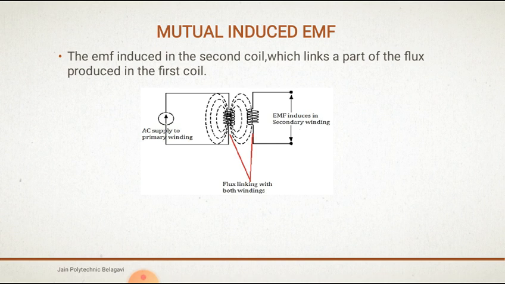When the current in the first coil is varied, the mutual flux also varies, and hence the EMF is induced in both the coils. The EMF induced in the first coil is called self-induced EMF, and the EMF induced in the second coil is called mutual induced EMF.